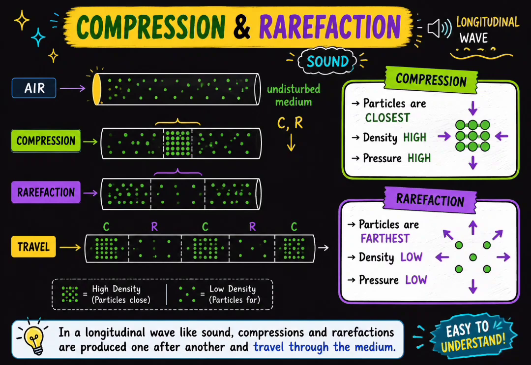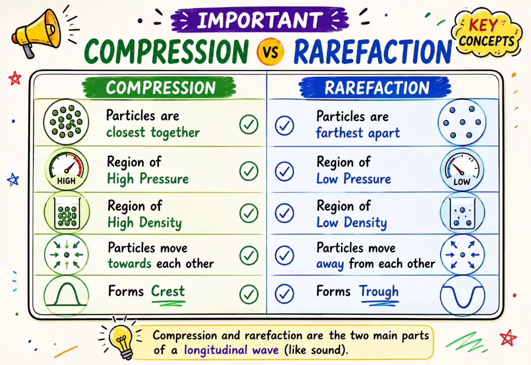At other places, particles move far apart. This region is called rarefaction. In rarefaction, the density is low and pressure is also low. As the sound wave moves, compression and rarefaction are formed one after another and travel through the medium.